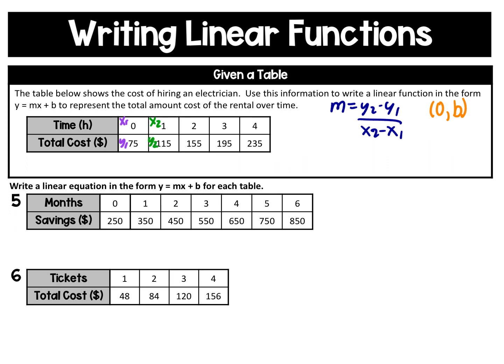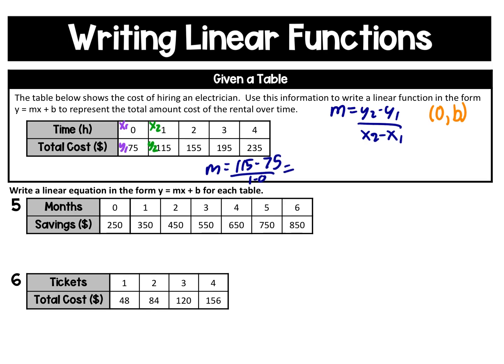Our change in y is y2 minus y1, so 115 minus 75. Our change in x is x2 minus x1, so 1 minus 0. Doing both subtractions will give us 40 over 1, which is 40. Now that we have our slope or rate of change of 40, we need to find our initial value or y-intercept. Since we have the point (0, 75), our y-intercept is 75. Let's plug what we know into our equation and we get y equals 40x plus 75.